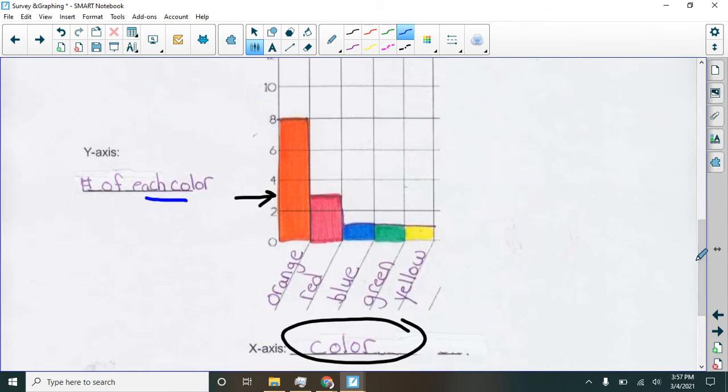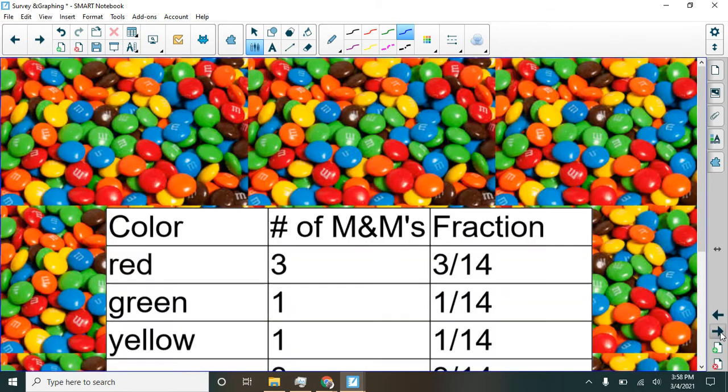Now, when we look at this, we can start to draw some conclusions, right? So we can make observations. What do you observe about the data here that we collected? Okay, you could have said things like there were 5 different colors. There was way more orange than any other color. More than half orange. Okay, different observations that we could make.